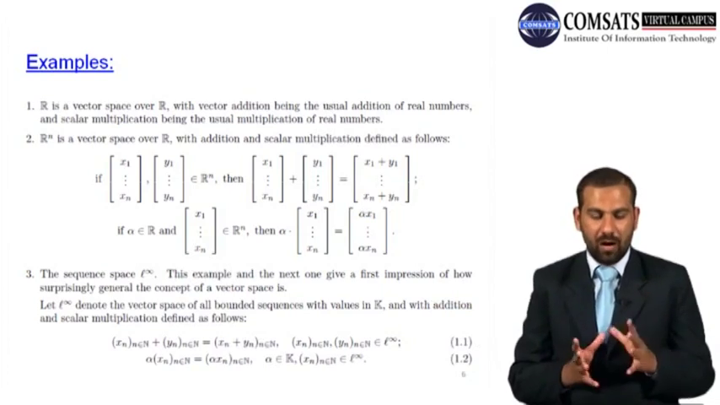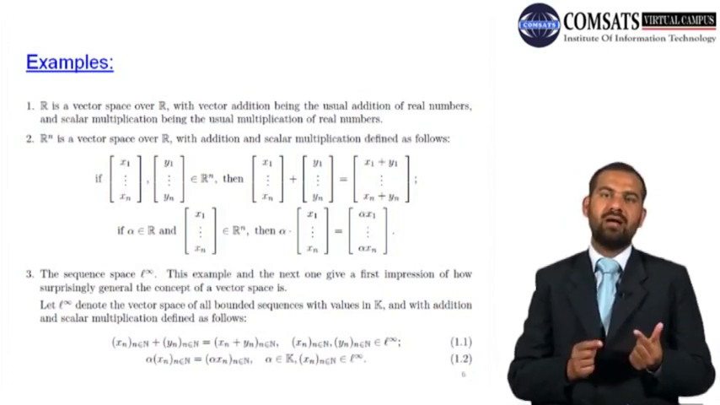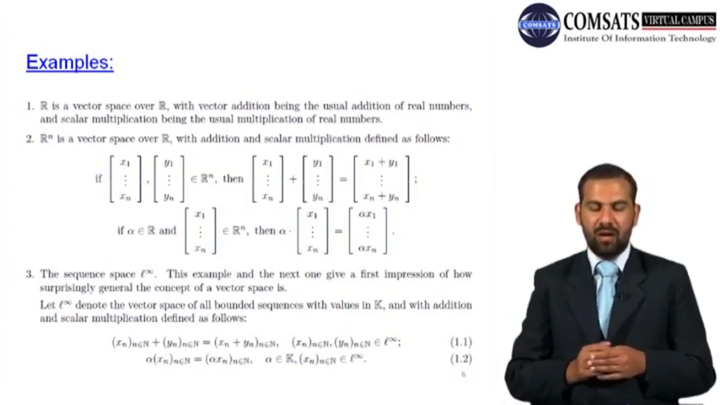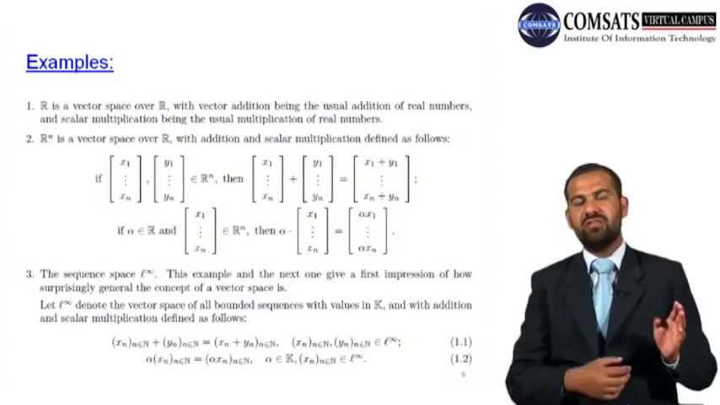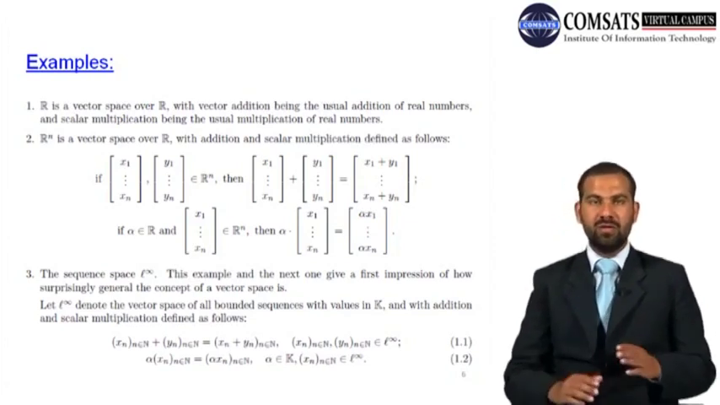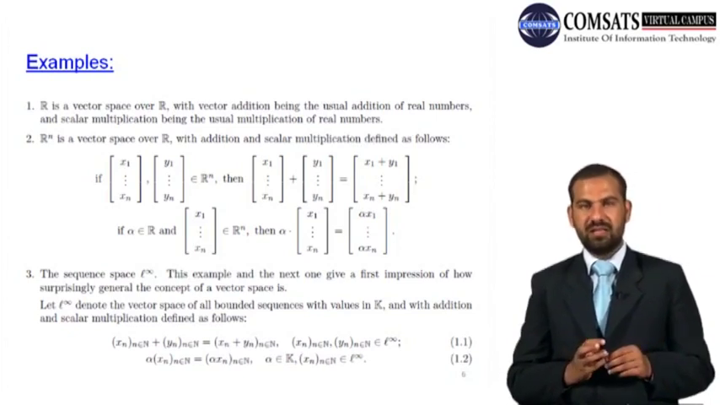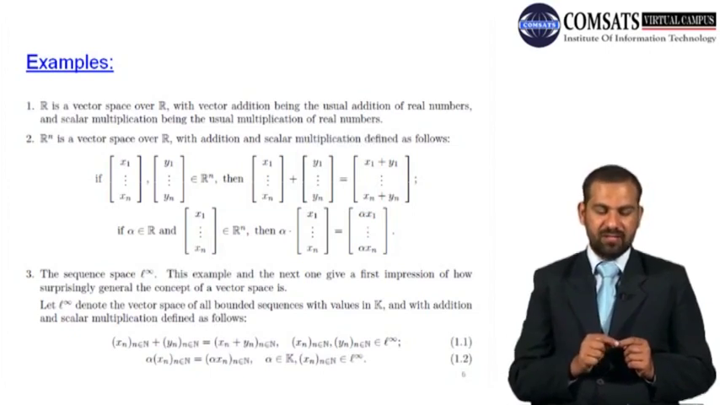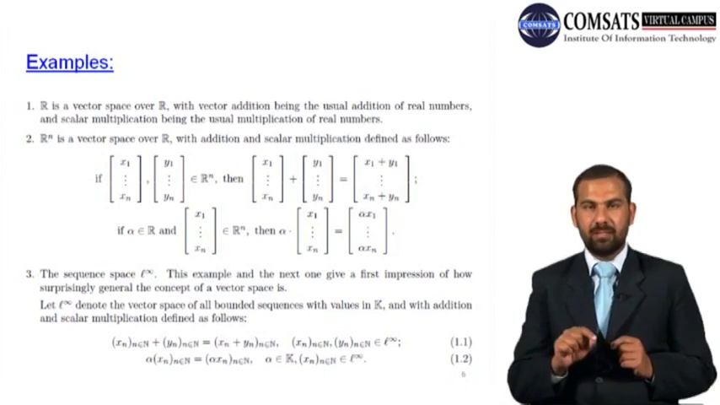So the collection of all bounded sequences is denoted by L infinity, and this space is also a vector space over some field K, meaning you can take any scalar which may be a complex number or a real number. Under the following addition and scalar multiplication, defined as follows, the sequence xn plus the sequence yn is equal to the sequence xn plus yn.